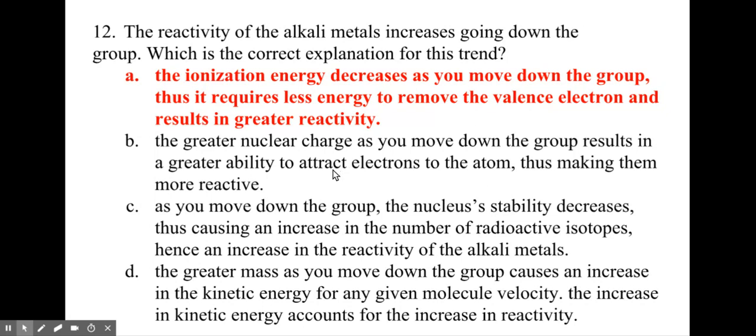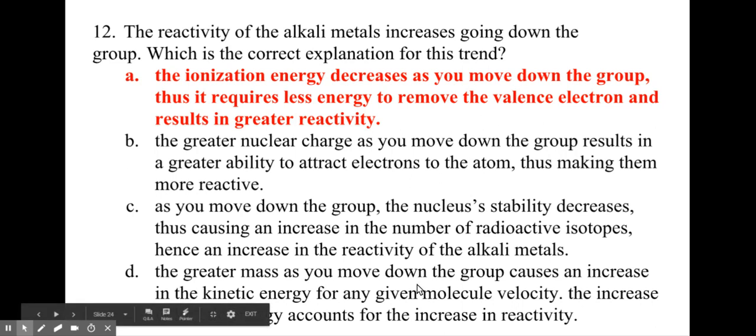Notice B talks about greater nuclear charge as you move down the group, but effective nuclear charge doesn't. Effective nuclear charge stays the same. As far as nuclear stability in C is concerned, nuclear stability has to do with whether you have a radioactive isotope or not, and it really has nothing to do with reactivity, which has to do with adding or removing electrons. Also, the greater mass as you move down a group, well, yes, atoms do have greater mass, but that's not going to cause an increase in kinetic energy. Temperature is going to cause an increase in kinetic energy.